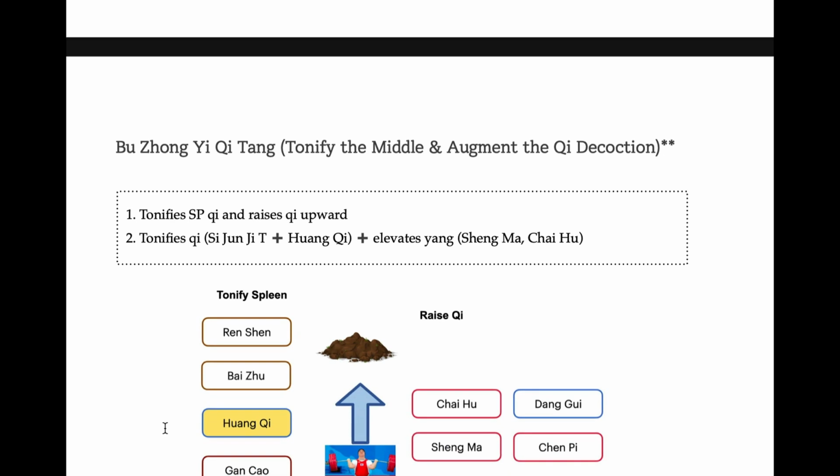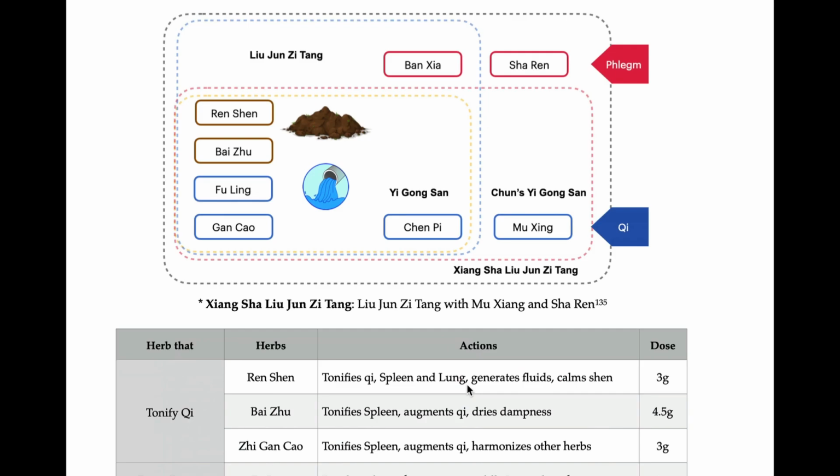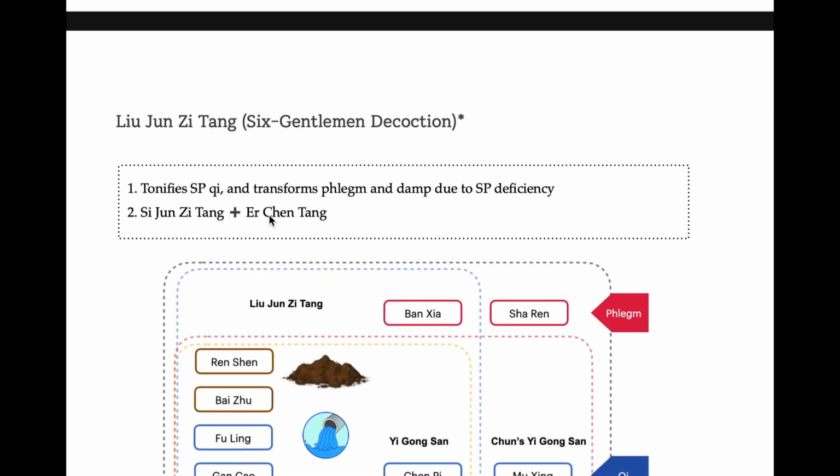And Buzhongyiqitang, remember two things: augment qi and raise qi. So organ prolapse. If the question has organ prolapse, if the question gives you many symptoms with Liuwei Dihuang Wan signs and there's organ prolapse or qi sinking, try to answer with modifying Liuwei Dihuang Wan by adding Buzhongyiqitang, that kind of combination, because of organ prolapse. And which herbs raise qi? Chaihu, shengma, huangqi.